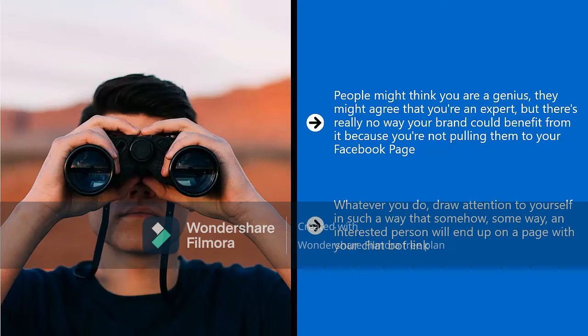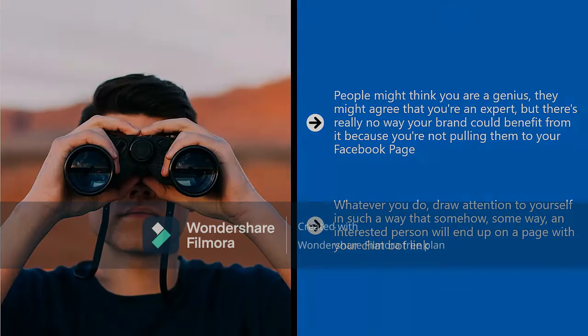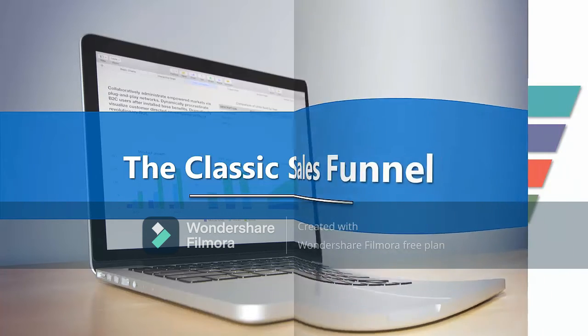Whatever you do, draw attention to yourself in such a way that somehow, some way, an interested person will end up on a page with your chatbot link. That's the payload. That's the whole purpose of you getting out there, looking at all these conversations, and sharing your 2 cents.